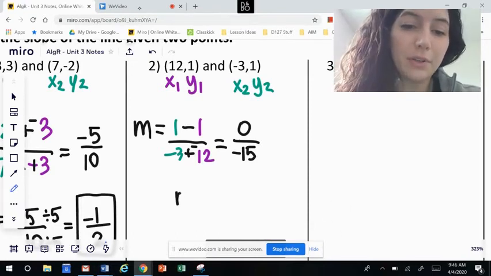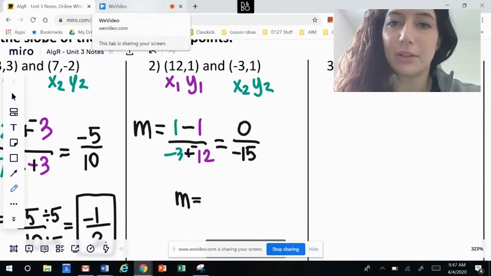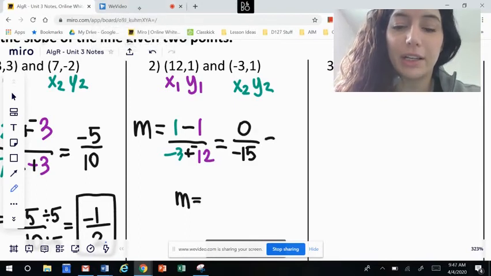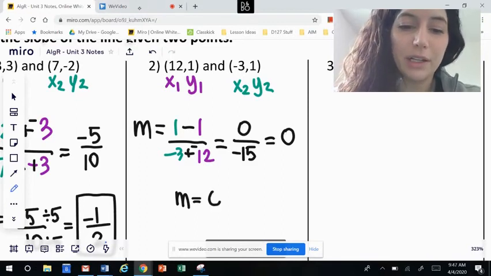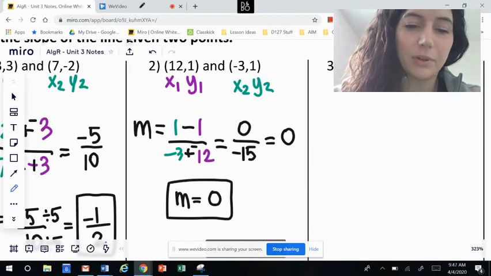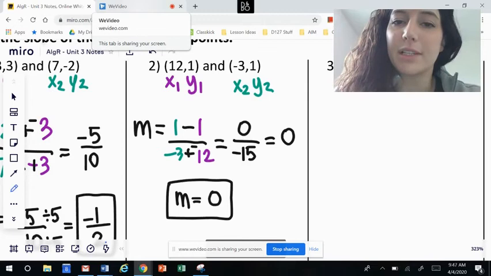Whenever you have a 0 in your answer, you have to consider, is the slope going to be 0 or is the slope going to be undefined? Well, 0 over any number is 0, okay? So that means my slope is 0. So that means that this line must look like a horizontal line, okay?